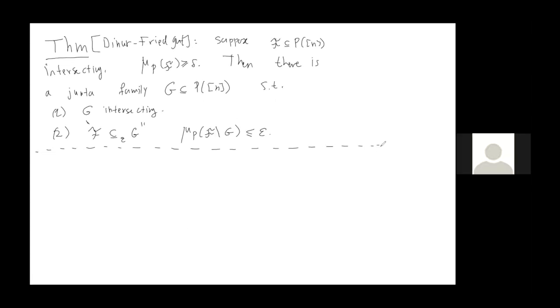The size of the junta depends on delta for p fixed. This is a little bit informal, but there are two parameters here, epsilon and delta. The size of the junta will depend on both of them.